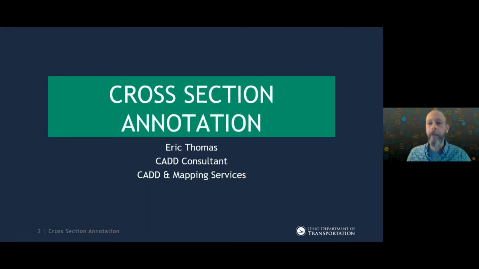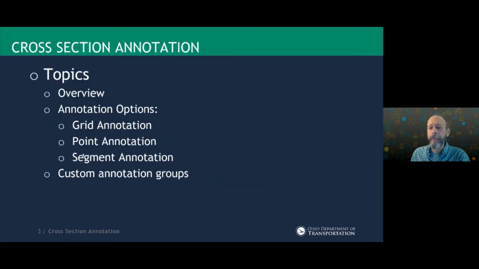Okay, so I'm going to talk about cross-section annotation, and I've got quite a bit of information here to share. So let's just dive right into it. The topics I'm going to cover are an overview of the process and some of the background things that need to be defined for the cross-section annotation. Then we'll cover some of the annotation options that Bentley offers for our grid and our cross sections, for individual point annotations, segment annotations, and then I want to wrap it up with customizing your own annotation group.